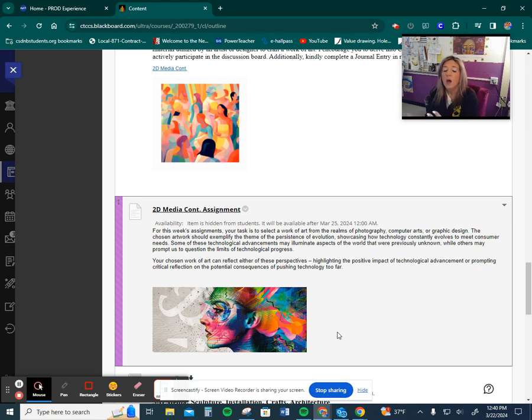As you read and were exposed to this past week of artwork, you can see that there was a common theme starting to take place, which is this persistence of evolution. We figured out how to display moments in time. We were able to capture moments in time, and we're able to start really reaching out as far as our communication goes on a much larger basis.